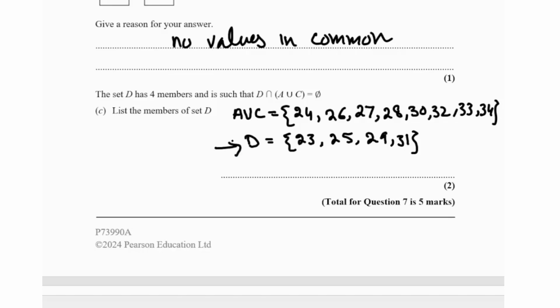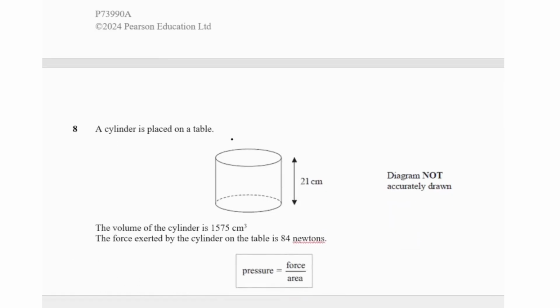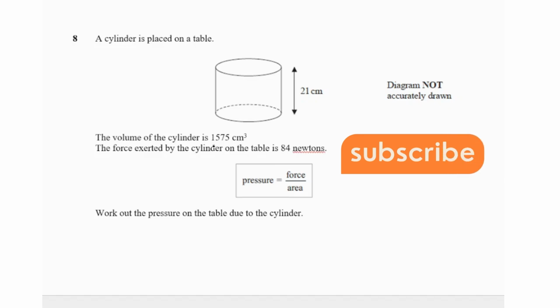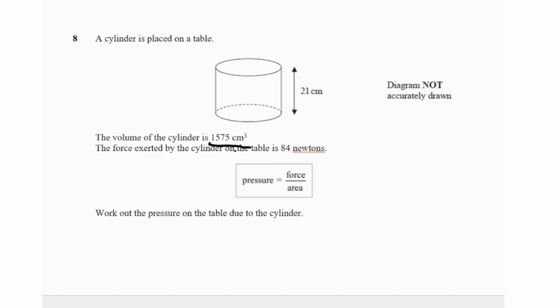This is a 2-mark question. Let's see question number 8. It says a cylinder is placed on a table. The volume of the cylinder is 1575 centimeter cube. The force exerted by the cylinder on the table is 84 Newton. So we have given force is equal to 84 Newton, the volume is given as 1575 centimeter cube, and the length of the cylinder is 21.